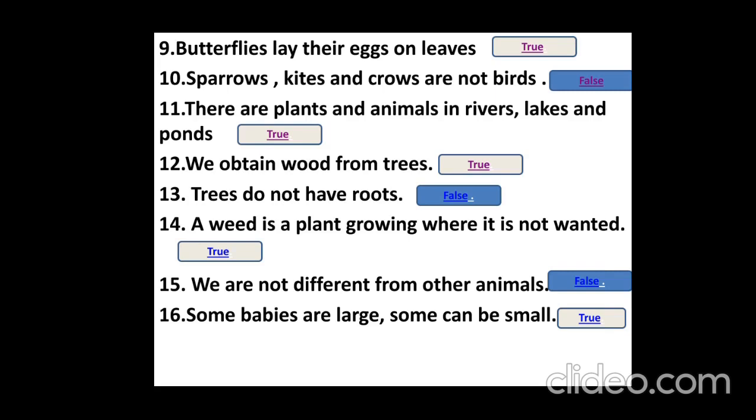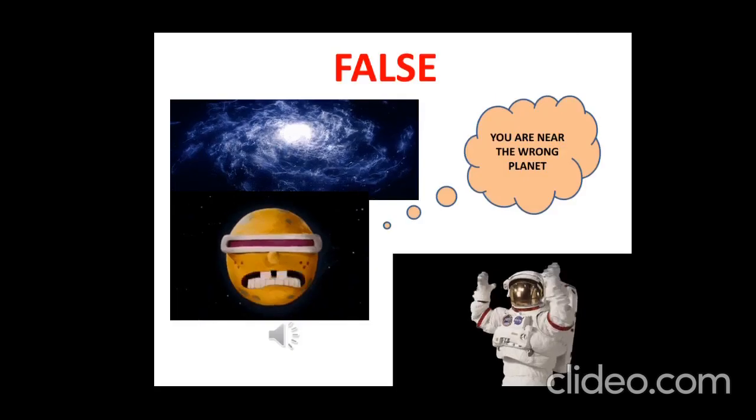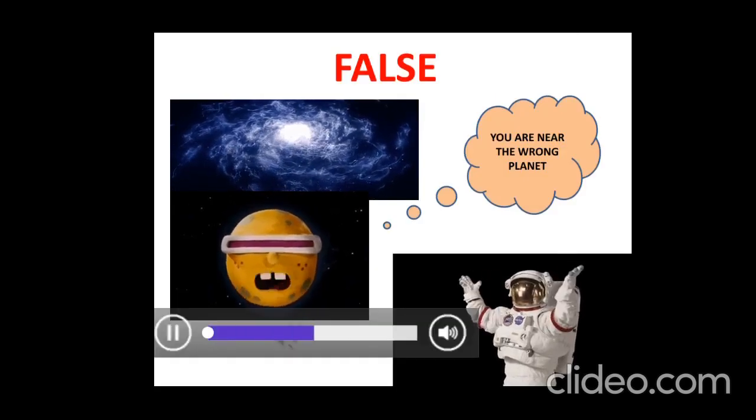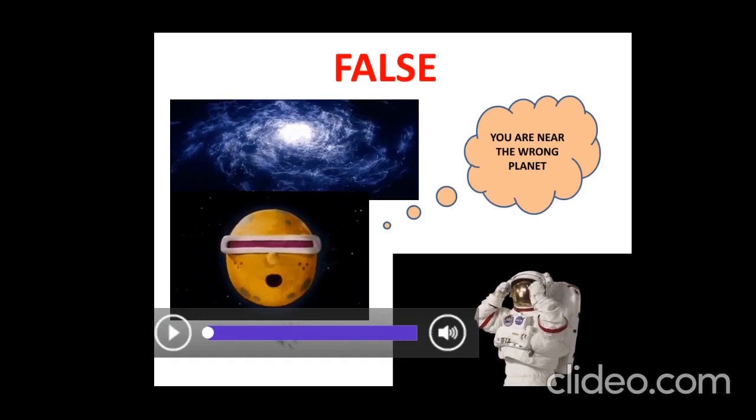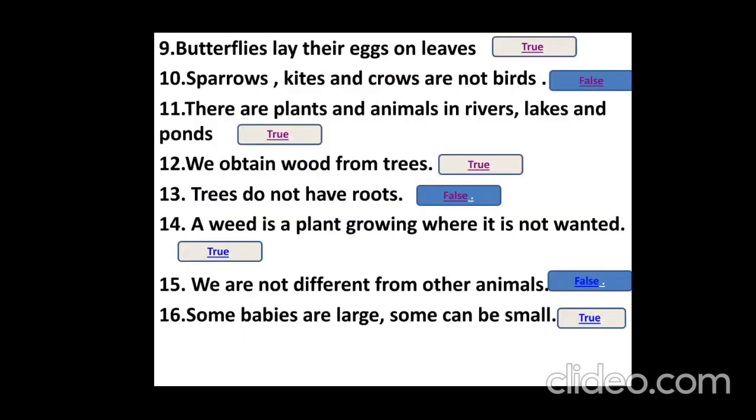Question number 13. Trees do not have roots. My dear students, if trees do not have roots, how will they get their supply of water and daily nutrients? Just like how we have a mouth where we can have our food and water, the trees also get their daily nutrients from roots. So, trees have roots.